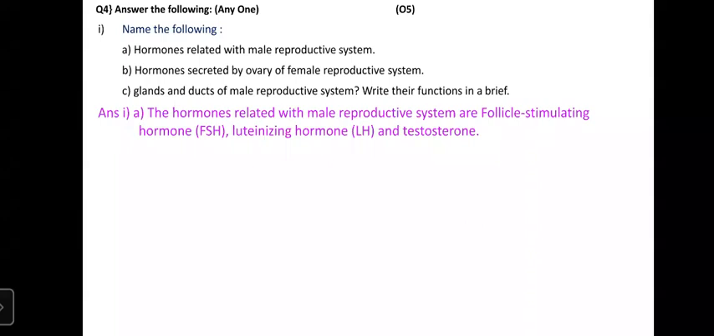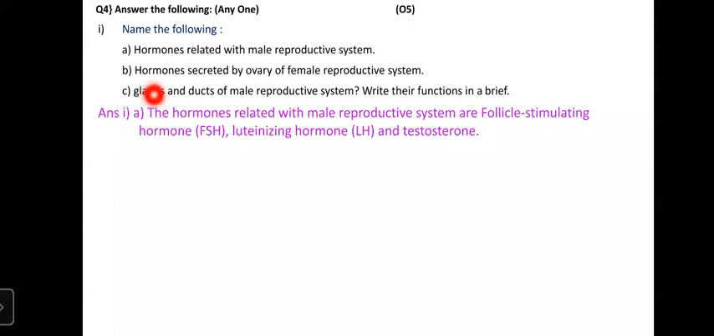So first one, see A. What is the A question? Hormones released with male reproductive system. Say name the following. So it is expected only to write names. Which hormones are related with male reproductive systems? They are FSH, that is follicle stimulating hormone, LH, that is luteinizing hormone, and testosterone. So if you write these three names, very easily you will get full marks for that question.